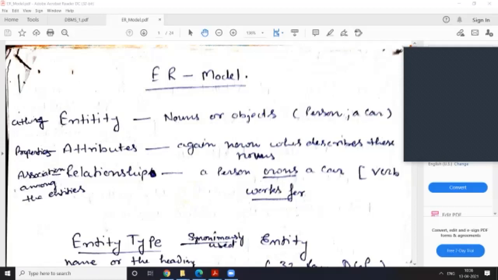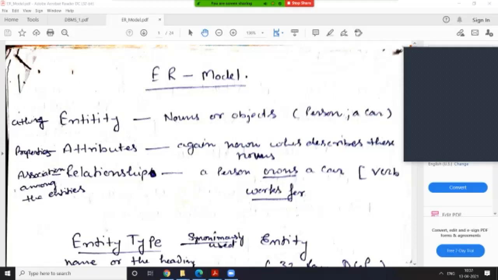So in this discussion, it is clear what we are going to do: we are going to represent our database structure in terms of entities, attributes, and relationships. These are the three important key players of this ER model. We have to understand these three things one by one. Okay, Anjali is waiting. So let us start with the entity.